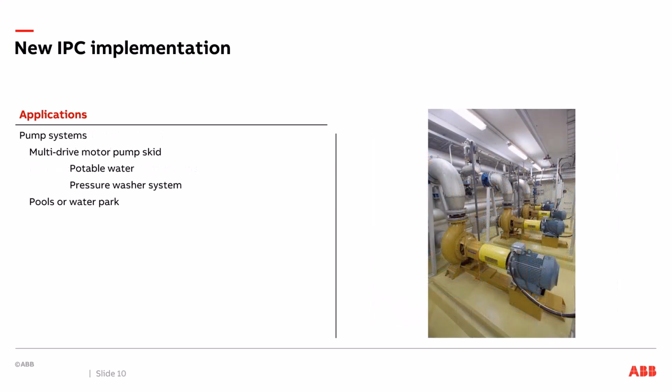Pump systems are another great use for this new feature. For example, you could have a multi-drive, multi-motor pump skid. Maybe it's for potable water, or maybe it's a pressure washing system at a food plant. Another use is, let's say, at a water park. It could be for the filtering and moving of the water in pools, or maybe at a water park, it's the water being pumped up for the water slide.